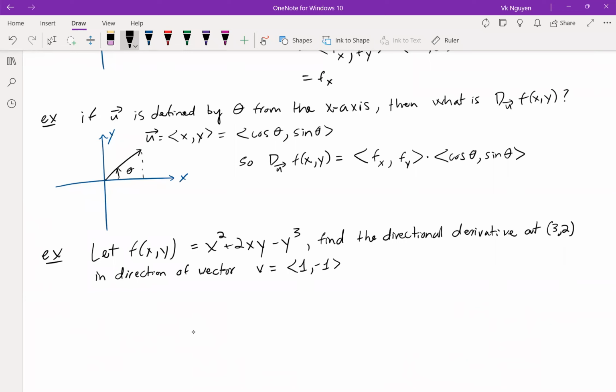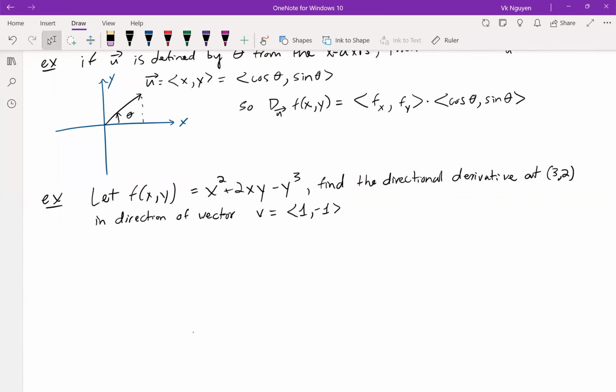Okay, so according to the definition, in order to do the directional derivative, you've got to do two things. You've got to do the gradient vector and the unit vector. The gradient vector will be (fx, fy).